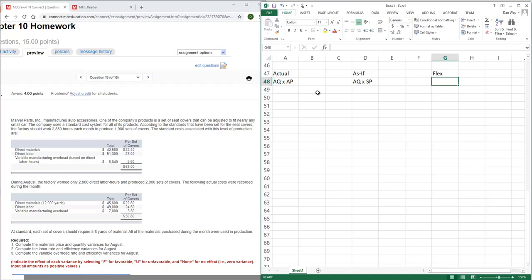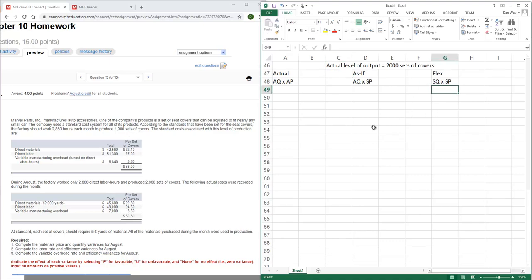And then our flex or standards are standard by standard: standard quantity and standard price. I'm also going to just remind us in writing here, we need to consider our actual level of output. And here we're told that was 2,000 sets of covers. That's a little bit different than the expected level of 1,900 sets of covers.